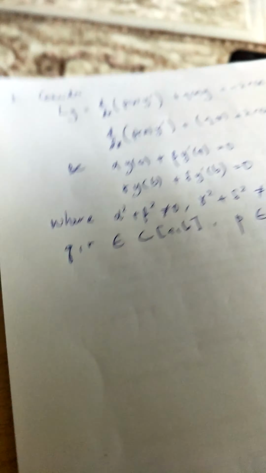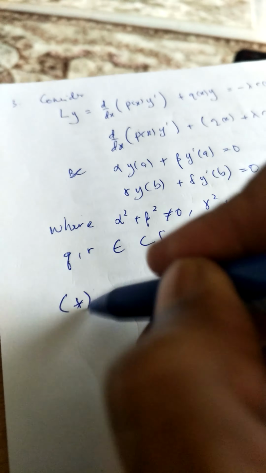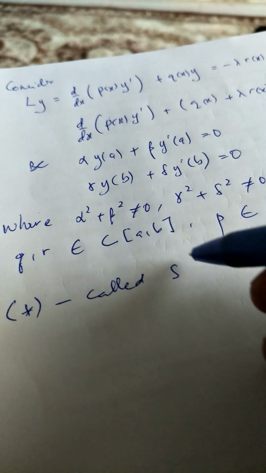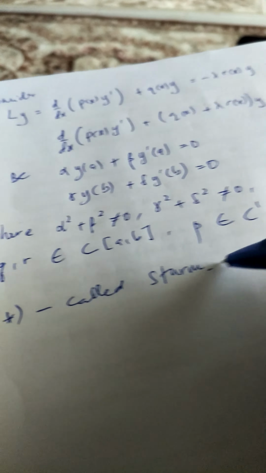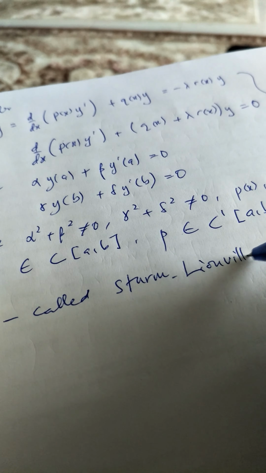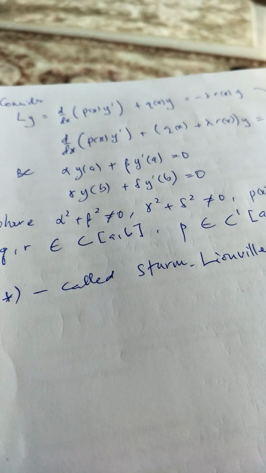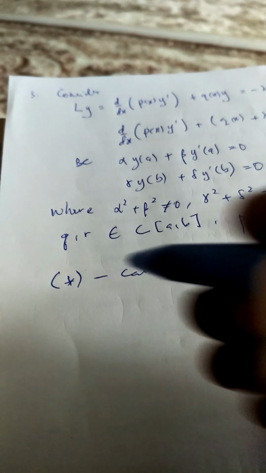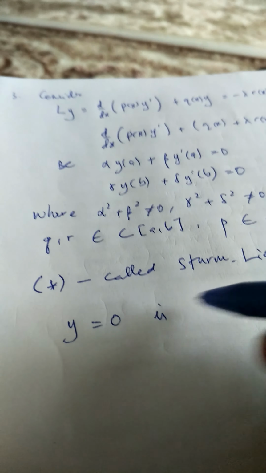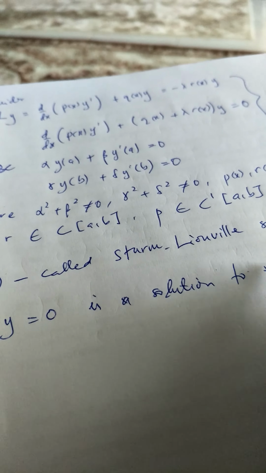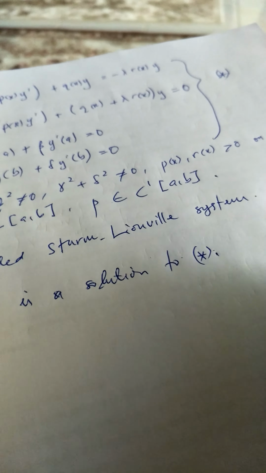Okay, so this system, this star, is called the Sturm-Liouville system. Obviously y equal to 0 is a solution of star. Yeah, y equal to 0 is a solution to that system. It's a trivial solution.